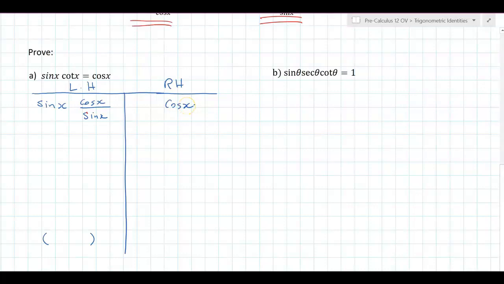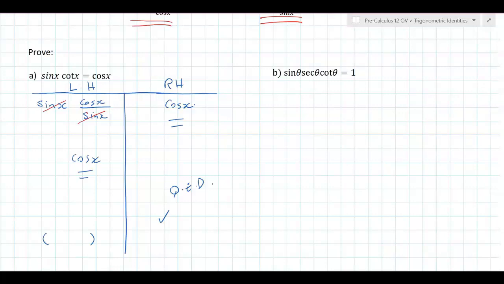In this case, we are doing algebra. So we're going to simplify that fraction. Sine x divided by sine x, that's 1. Final answer, cos x. So is cos x equal to cos x? Yes, and that's QED, quod erat demonstrandum. That's the Latin phrase for the mystery has been solved.